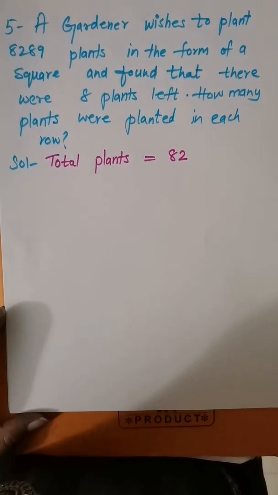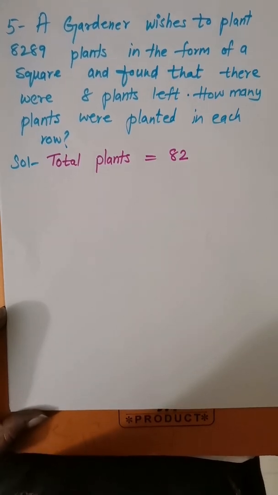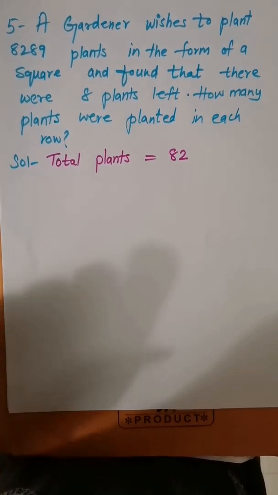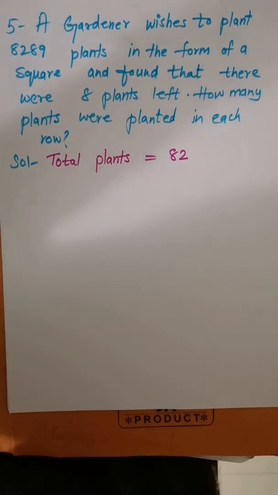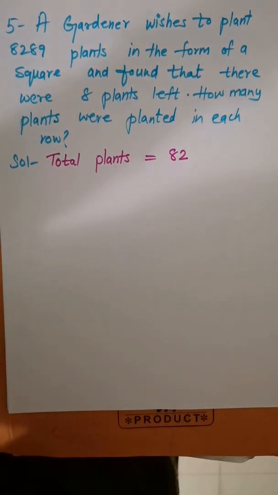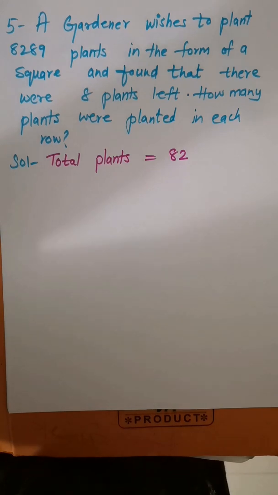Now today we are going to do question number 5. Watch the video carefully. Now listen to the question. A gardener wishes to plant 8,289 plants in the form of a square and found that there were 8 plants left. How many plants were planted in each row?